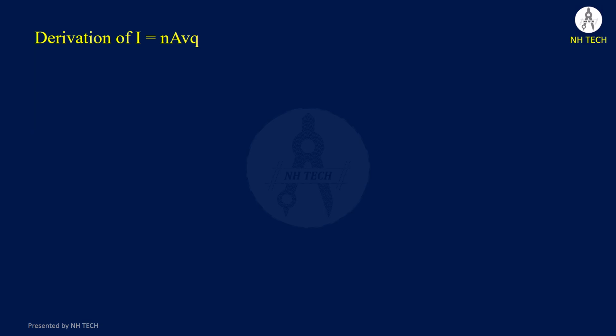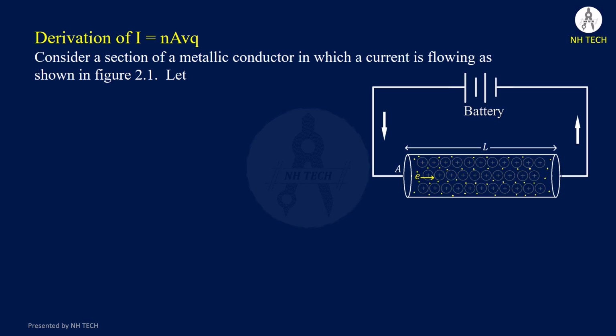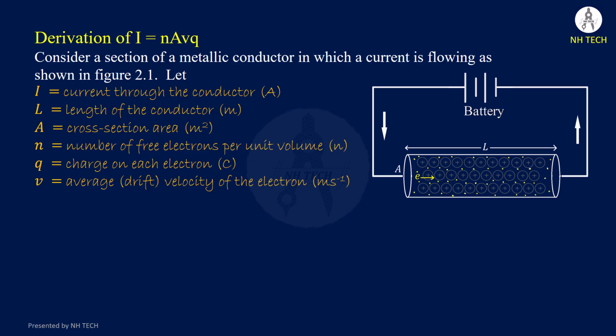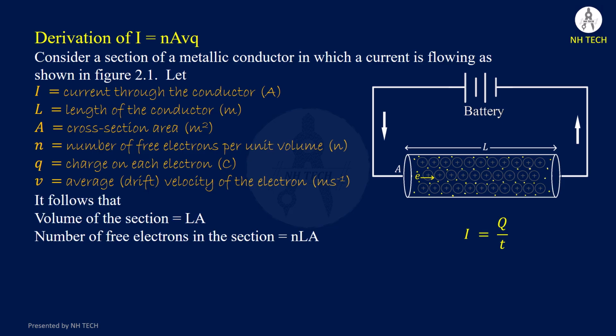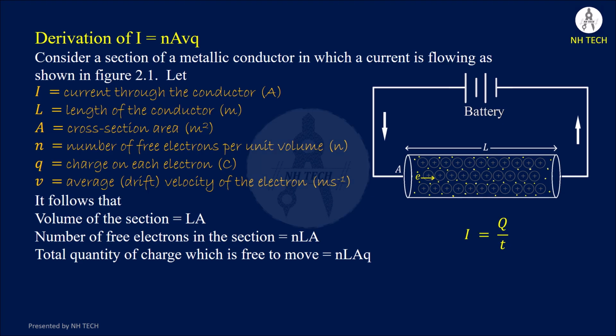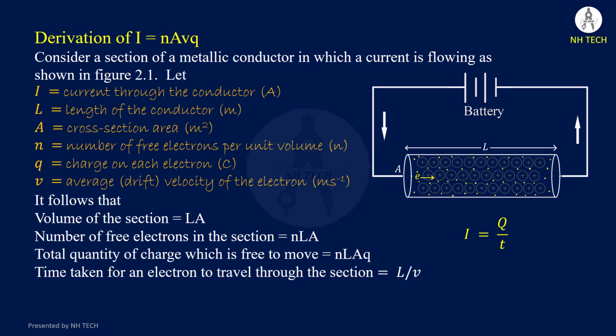Let's derive this expression. For this, consider a metallic conductor attached to a battery with length L and cross-sectional area A. Using the relationship I = Q/t, where Q is charge and t is time. To find the total charge inside the conductor, consider its volume and the number of electrons. Now multiply it by q to get the total quantity of charge which is free to move. Now, what would be the time taken by the electron to travel through the conductor? Use the formula for speed, and it would be L/v.